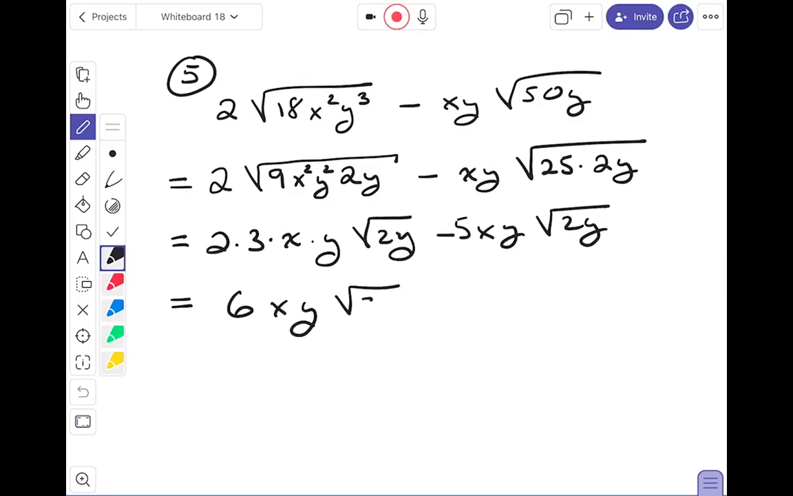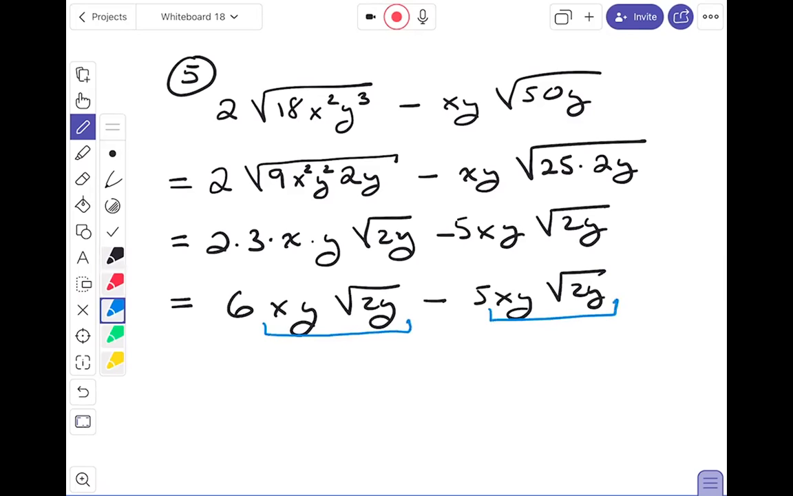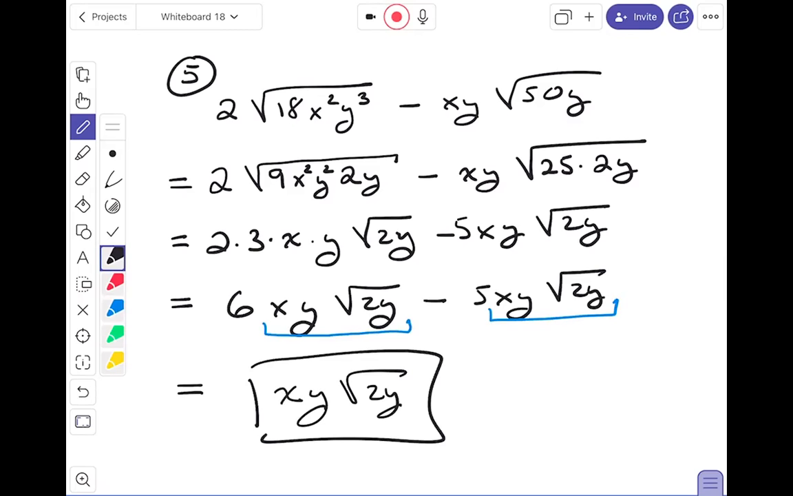6xy root 2y minus 5xy root 2y. Now I'm going to outline this again for you. Identical variable and radical parts. What we're going to do is add their coefficients together. 6 minus 5 is 1. Well, 1 what? One of these things, which is xy root 2y. Answer key, look at it, make sure you're staring at that. And of course we are.